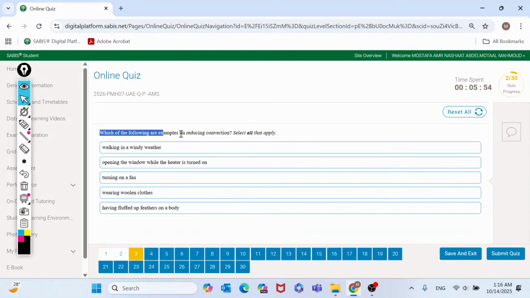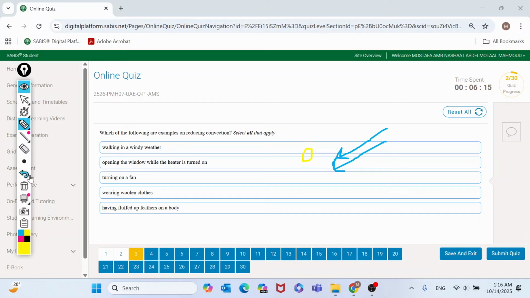Which of the following are examples of reducing convection? Walking in windy weather. The wind would blow on you, would hit you. Okay, let's say the wind hits you. So then the cold air hits you, and it takes the heat from your body. Let's say this is you.